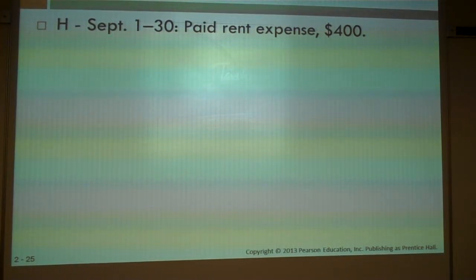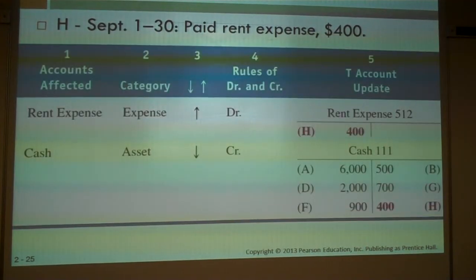Where's the normal balance for expenses? On the debit side. Right, and look at cash, it's getting a little busy up there. Notice they're even changing the order of the T accounts because the debit should always go first. The debit's going to be the rent expense and cash is the credit.